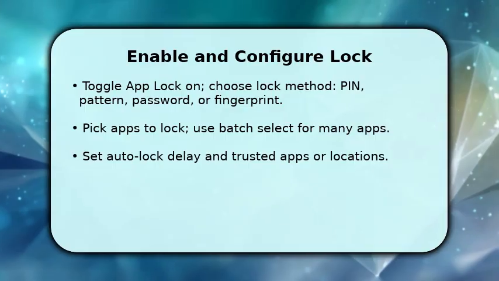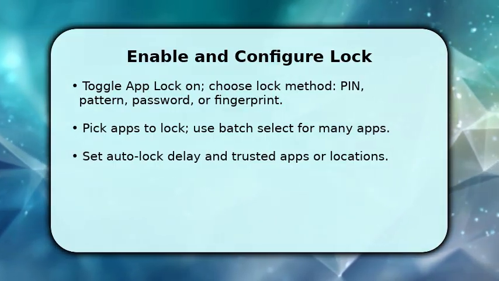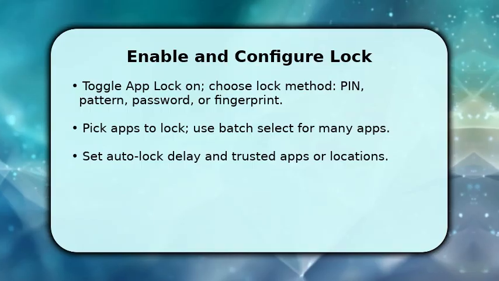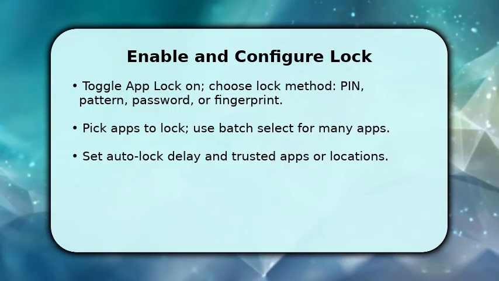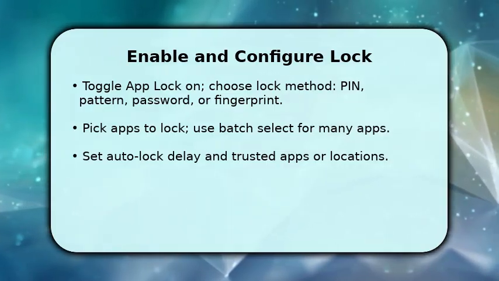Once App Lock is open, enable the feature and choose your lock method: PIN, pattern, password, or fingerprint, because each balances security and convenience differently. Next, select the apps you want protected. You can tap individually or use batch select for multiple apps to save time.